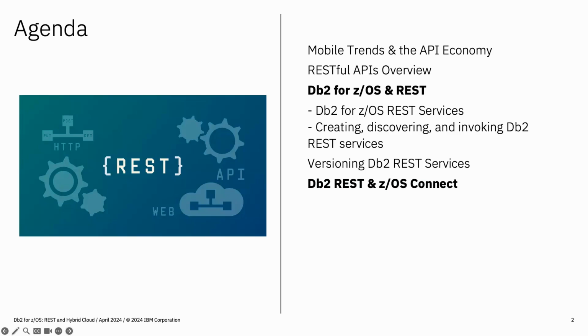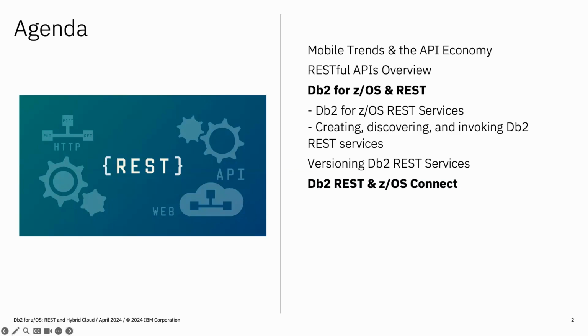We're going to move into an overview of RESTful APIs after that, and then specifically focus on DB2 for zOS and REST. This is going to be DB2 for zOS REST services, native REST services on DB2. If you're a DB2 person and you've used native REST services before, great. Hopefully that will look familiar to you. And if you haven't, we'll walk you through it. We'll touch on creating, discovering, and invoking DB2 native REST services. So how do you actually use those with DB2?